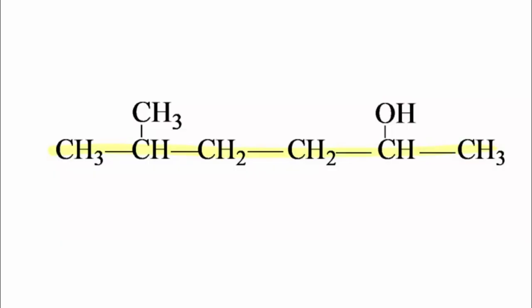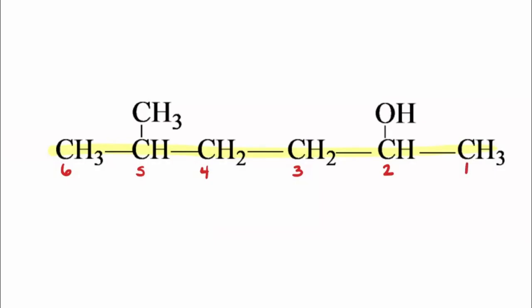Now, when we are numbering that longest continuous chain of carbon atoms, we have to start numbering it from the end that is closest to the carbon that is holding the OH. So in the case of this molecule, it is going to be carbon number 1, carbon number 2, number 3, number 4, number 5, and number 6. And we must number it from right to left because that end is closest to the carbon that is holding the OH.